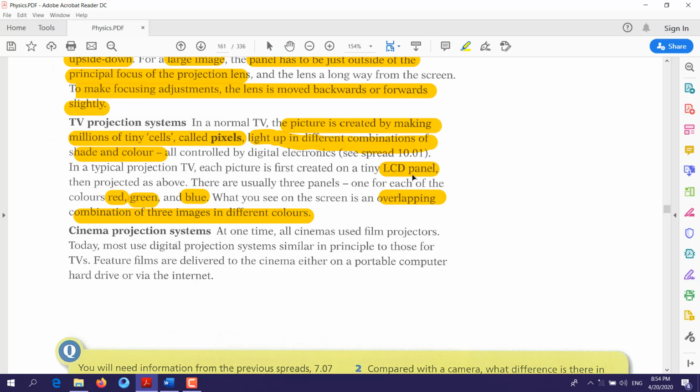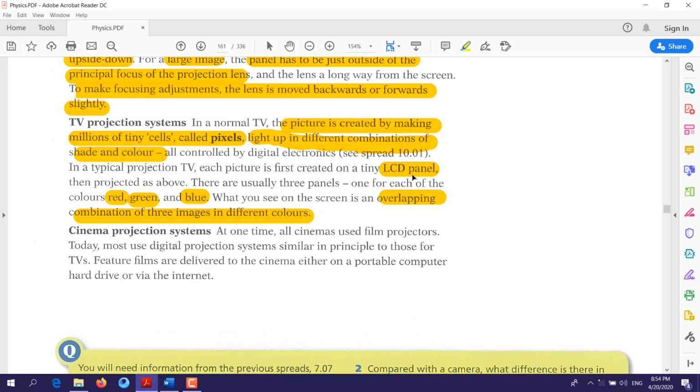Next one, cinema projection systems. As you know, the cinema of these days differs from the cinema that they were using a long time ago.